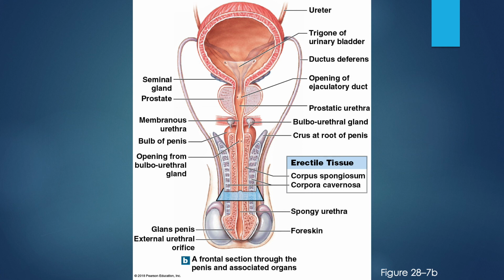So the prostate then is our fibromuscular organ, which can contract at time of orgasm to help propel seminal fluid out. So seminal fluid will then continue to flow through the prostatic urethra and then through the membranous urethra, at which point we get the addition of fluid and mucus from the bulbourethral glands. It will then flow through the spongy urethra and out through the external urethral orifice as well.